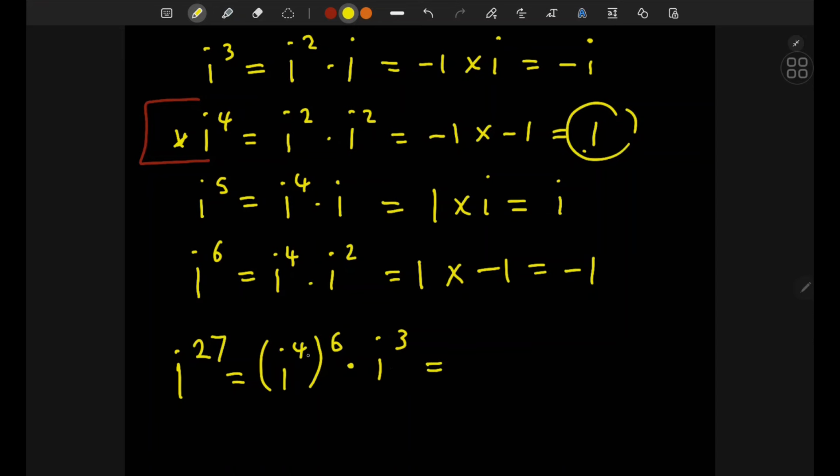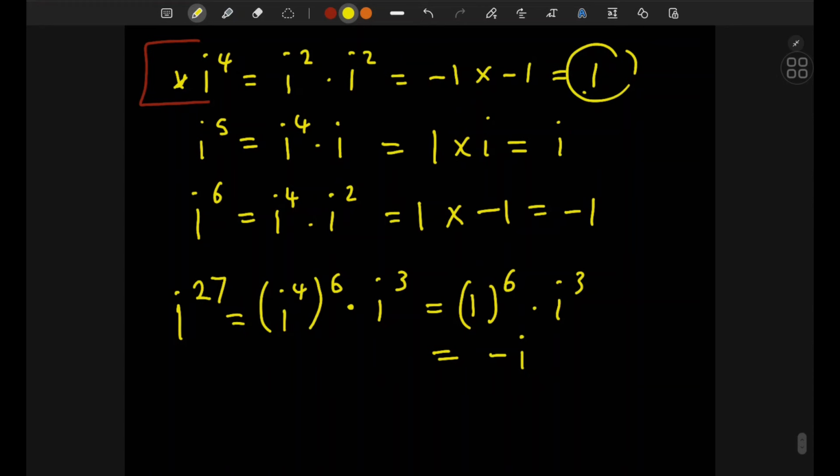So i raised to 4 is something that we know. i raised to 4 is 1. So we'll have 1 raised to 6 multiplying with i raised to 3. And remember, i raised to 3 is negative i, and 1 raised to 6 is just 1. So our solution here will just be negative i, because i raised to 3 is negative i, if you can just recall. So it's negative i. So we need to have something concrete that we can follow for us to be able to solve any expression on i.